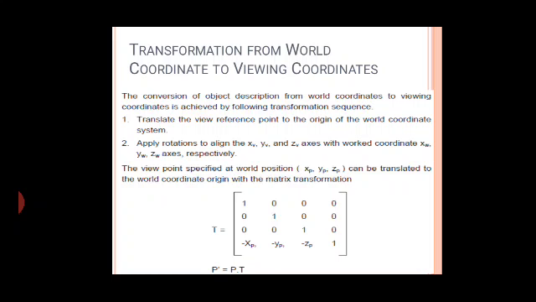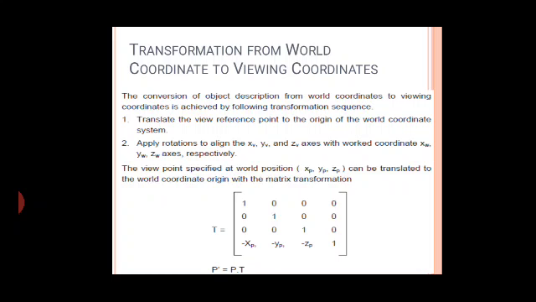T is equal to 1 0 0 0, 0 1 0 0, 0 0 1 0, minus xp, minus yp, minus zp, 1. Why do we need to subtract this? The point is at this particular position xp, yp, zp. If we subtract xp, yp and zp from the current values of x, y, z, automatically the point is going to be transferred to the origin.